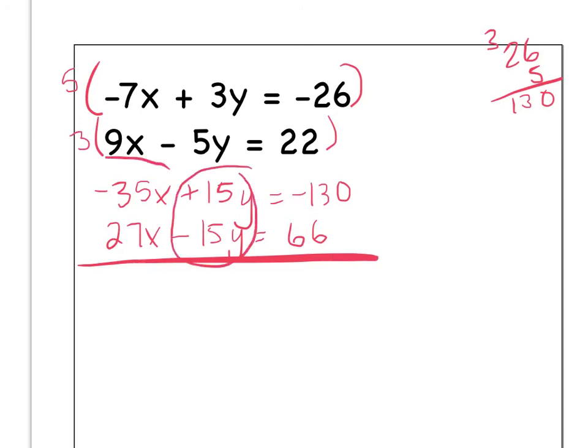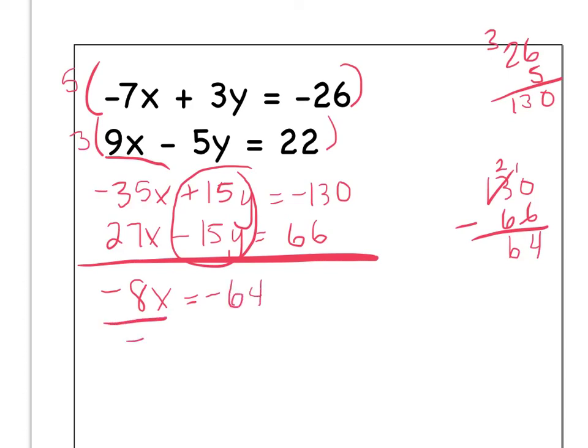These two terms would be eliminated, and I'm going to have a negative 8x equaling, I do the subtraction here, 64, and it's going to be a negative 64. Divide by negative 8, and x equals 8.